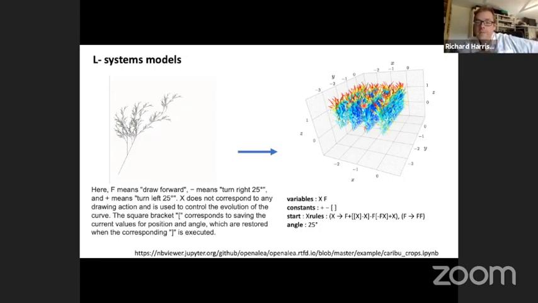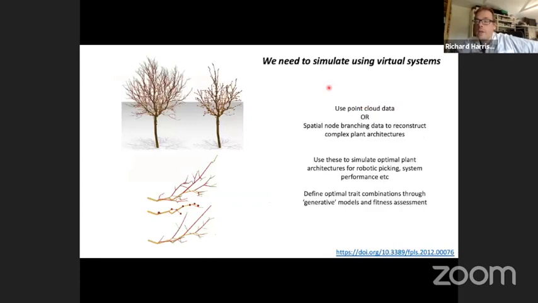And so I think this modeling framework is a very useful way of starting to think about how to simulate virtual systems. And so this is a tree. And what you can do is use things like point cloud data that we use to reconstruct 3D images of our strawberries, but you can use them to reconstruct these complex topologies and then use that to parameterize your L systems model. And I think this is where the power comes in.